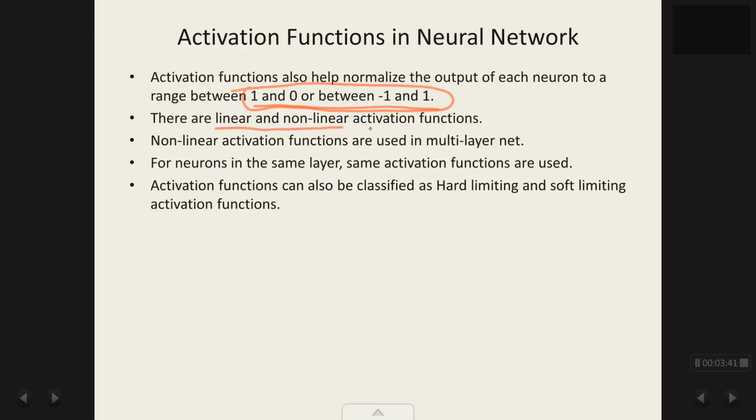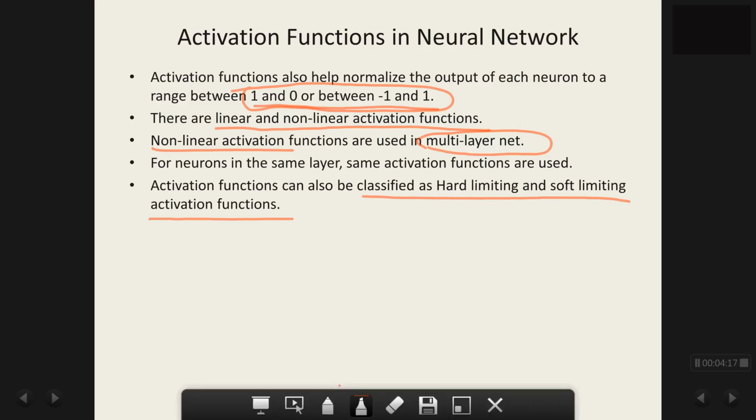Then there are two types of activation functions, linear and non-linear. Non-linear activation functions are usually used in a multi-layer neural network. For neurons in the same layer, the same activation functions are usually used. Activation functions can also be classified as hard limiting and soft limiting activation functions. All the details about the difference between linear and non-linear, hard limiting and soft limiting, you will come to know once we look at the activation functions one by one.